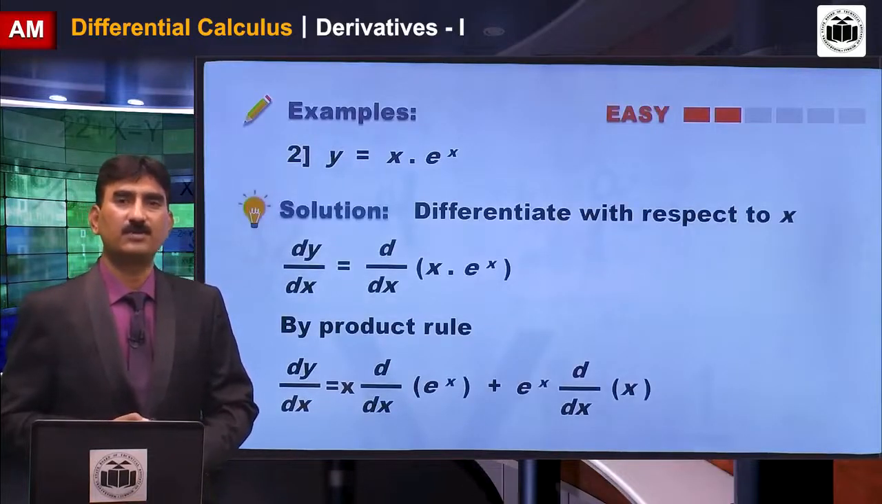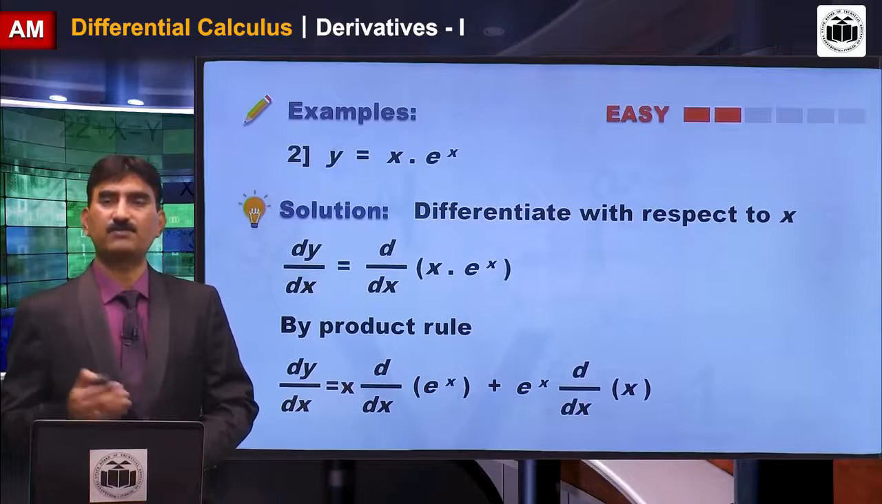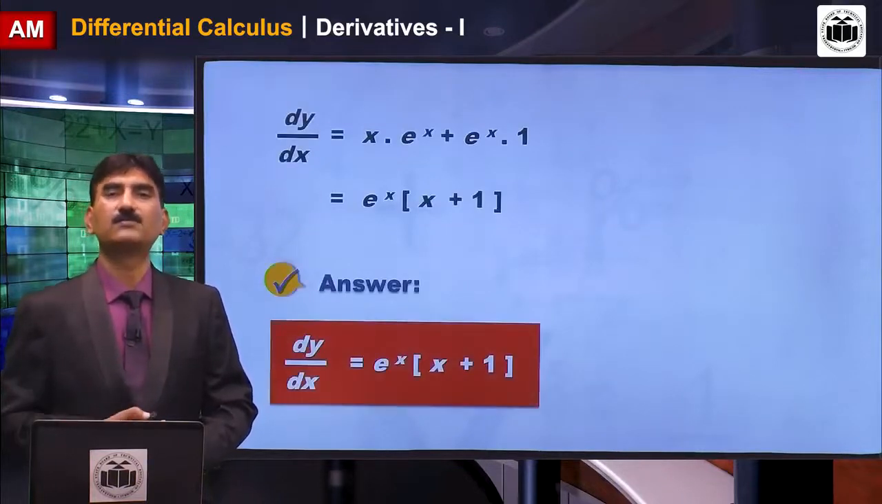Now the second example, here we take the product of two different functions. So we have to apply the product rule here. So x into the derivative of e raised to x plus e raised to x into the derivative of x. So the final answer.